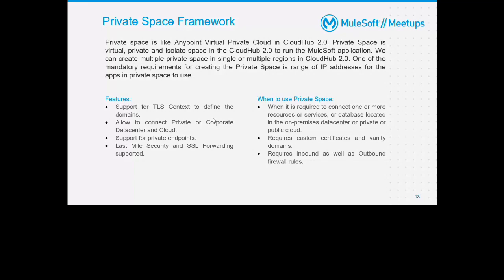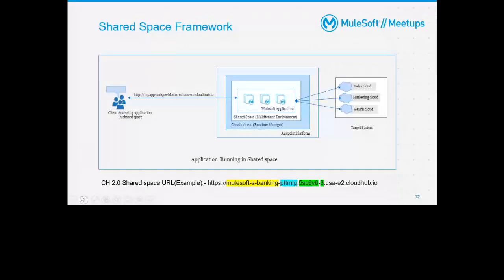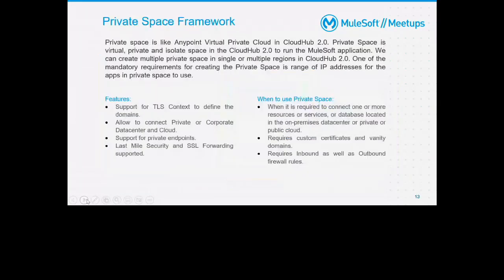So private space is nothing but a VPC itself, which we are using in CH1.0. Over there, we are configuring a load balancer also, but in private space there is the ingress load balancer, which works similarly to a load balancer. The same applies to shared space also: whenever we deploy any application, it generates one public URL. The same is generated in the private space framework also.